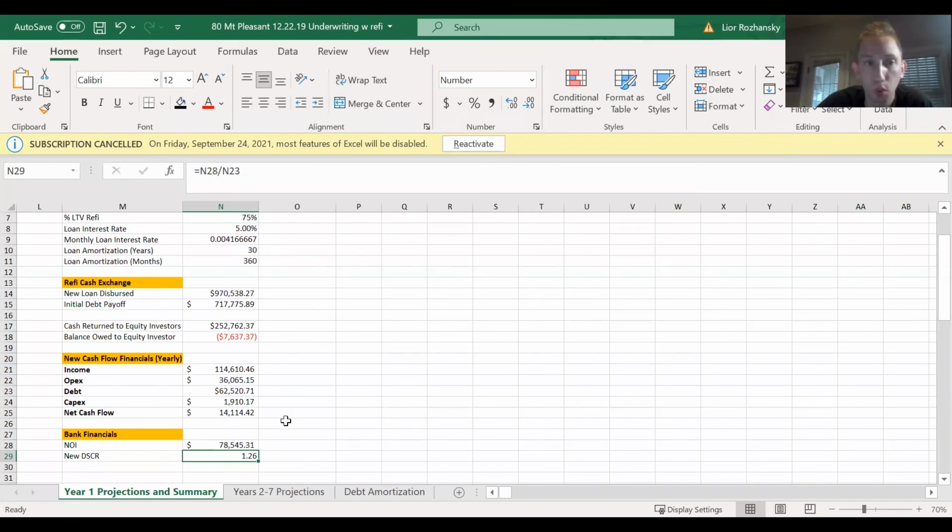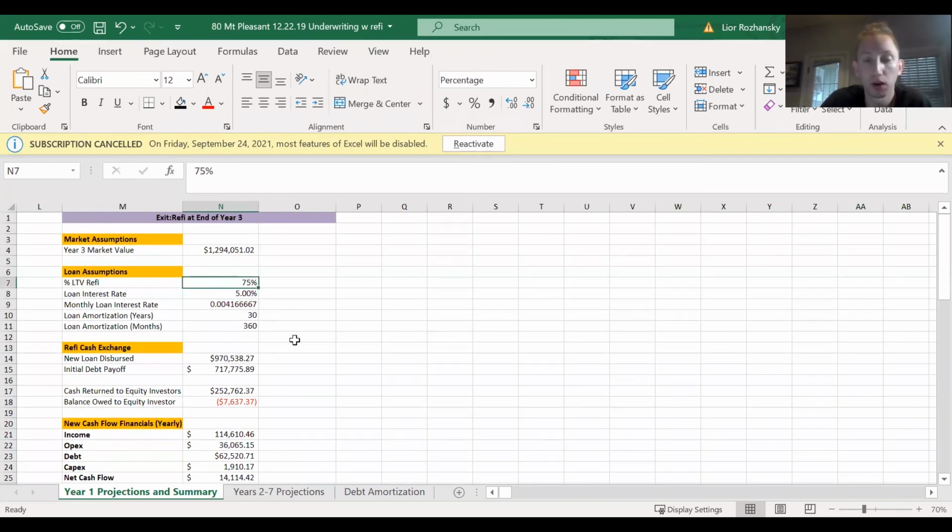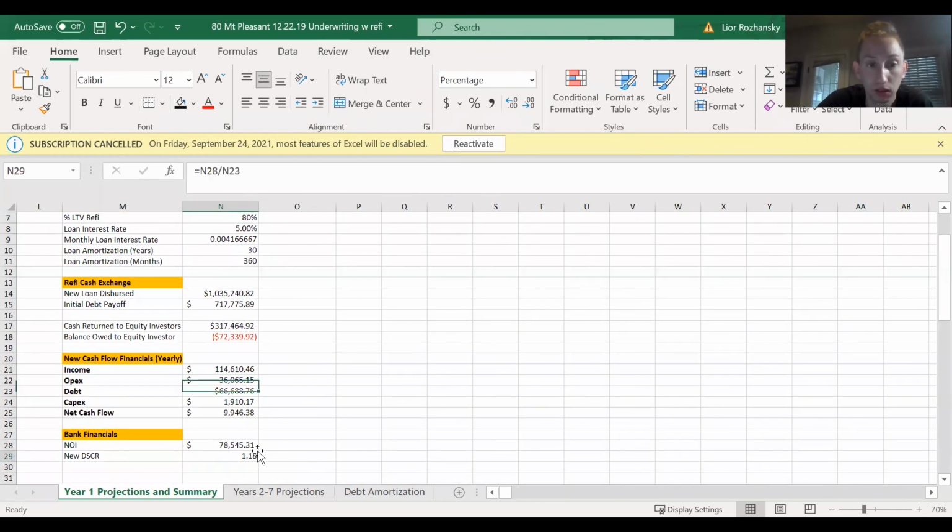And just to drive the point home, if I wanted to, for example, run the numbers at 80%, let's say I was able to somehow magically find a lender that was going to do an 80% cash out refinance. One thing I would need to look at is that even though they might offer an 80% cash out refinance, this building might not necessarily support it. Because they'll do their cash flow analysis and they'll see, oh, wait a minute, Lior, you're only getting me a debt service coverage ratio of 1.18, and that's below our standards of 1.2.